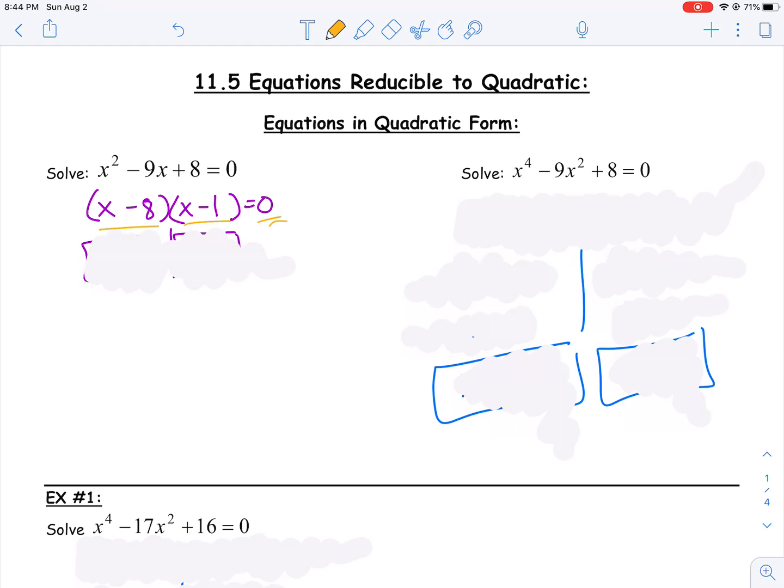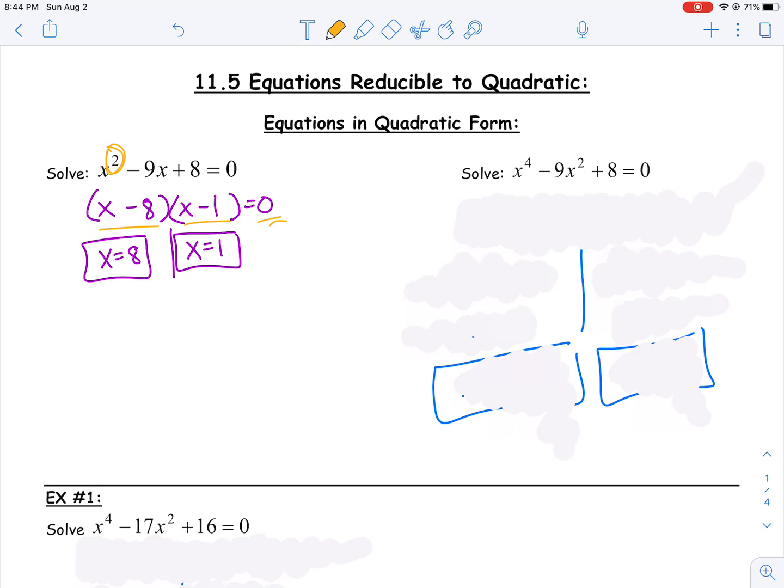Now I can use this to help me solve, because now that I have two factors set equal to 0, I can set each of those factors equal to 0 and solve. We've done this a lot in the past. So I can say x equals 8 and x equals 1. Remember that we knew we had two answers because we had a quadratic. Our highest degree was 2, so I should have two solutions.